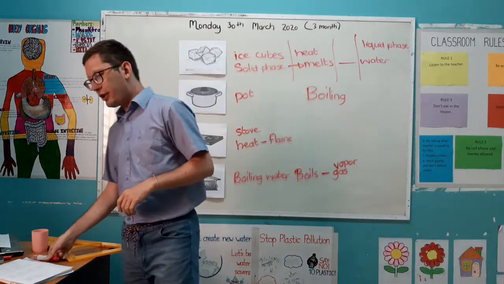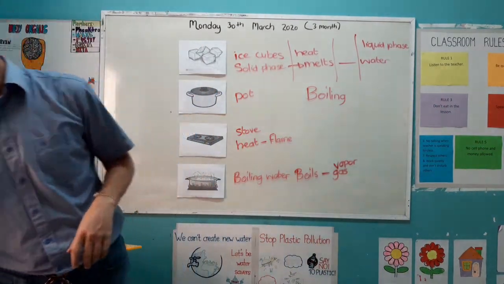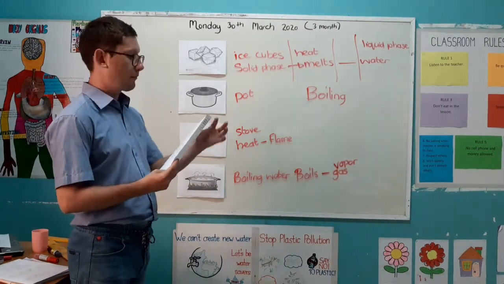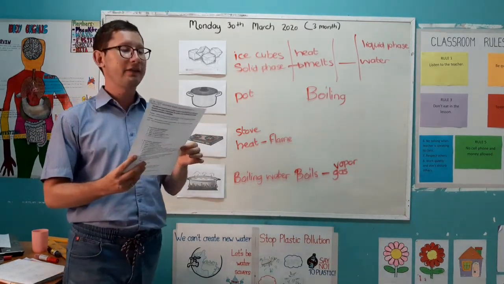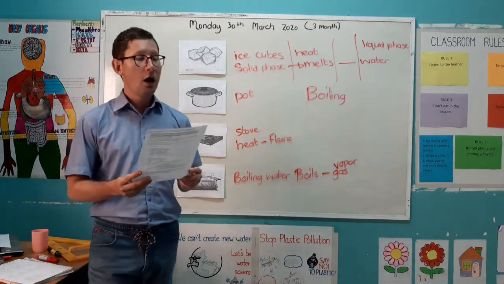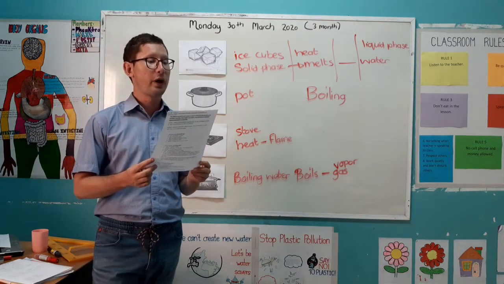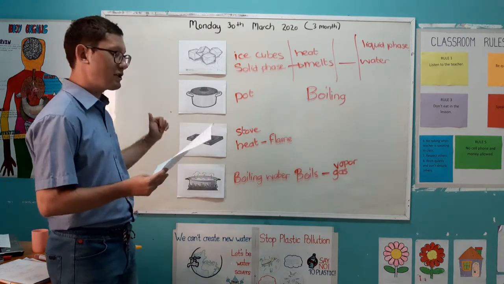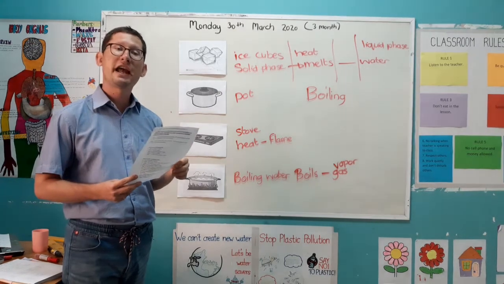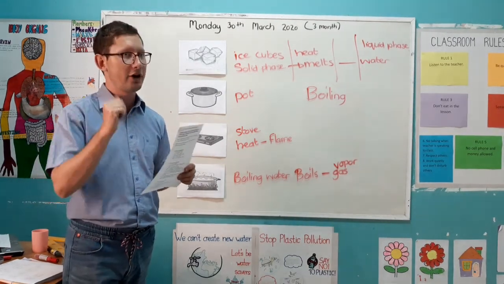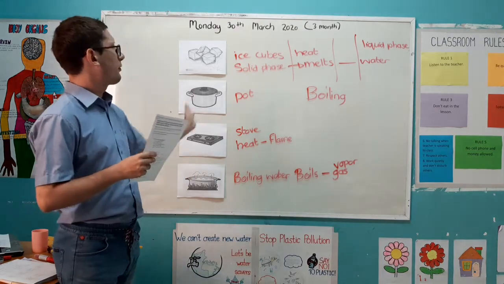So, I have given you a worksheet about boiling. Complete the following activity about boiling. Ask your mom or dad to boil some water in a pot on a stove, similar to this one. You don't necessarily have to use ice, but if you have ice, it is very good. So you can see the process.